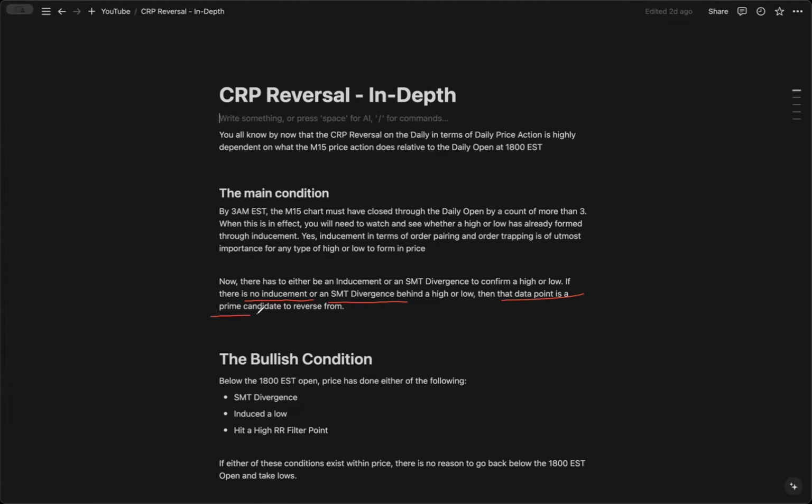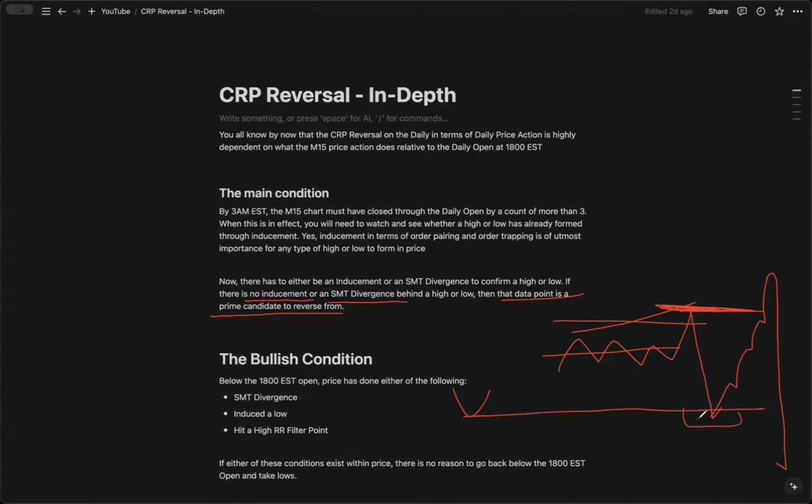If there is no inducement, there is no SMT divergence behind a high or a low, then that data point is a prime candidate to reverse from. Meaning, let's say you have the opening price, and let's say the Asian high is just there. When price has not done an SMT, when price has not done an inducement, then this is the high that you're interested in for price to take out and then reverse. Alternatively, from the opposite way of looking at this, you can find a low, induce it, and you can buy. Because when you're in a CRP reversal, price is more or less going to converge through to the opening price, above and below the opening price.